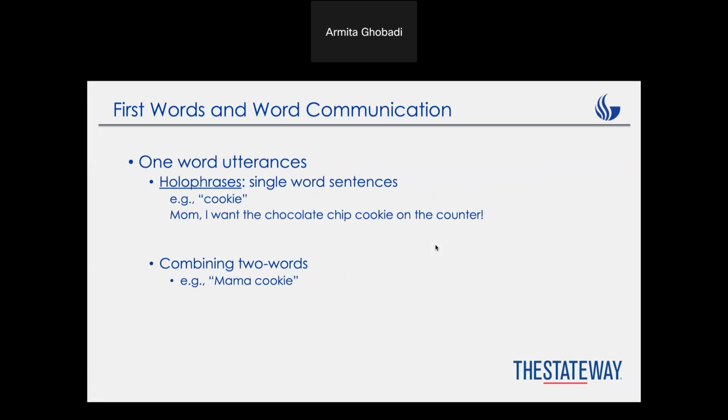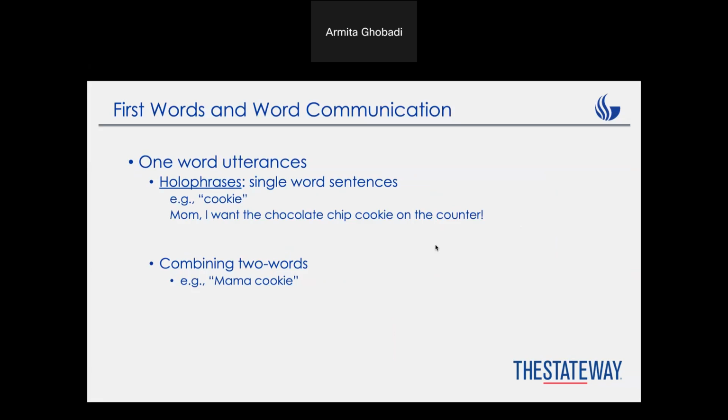There are going to be different phases in utterances. For example, we have the one word phase, holophrases. These are single word sentences in children. When they are so young, they say just "cookie," okay? Or they point at the cookie and say "cookie," which means, "Mom, I want the chocolate chip cookie on the counter." You see what I'm saying? They use just one word, but that one word means a lot.